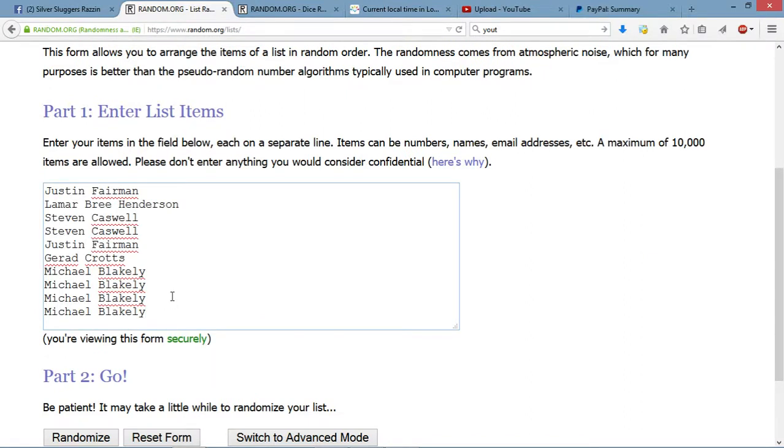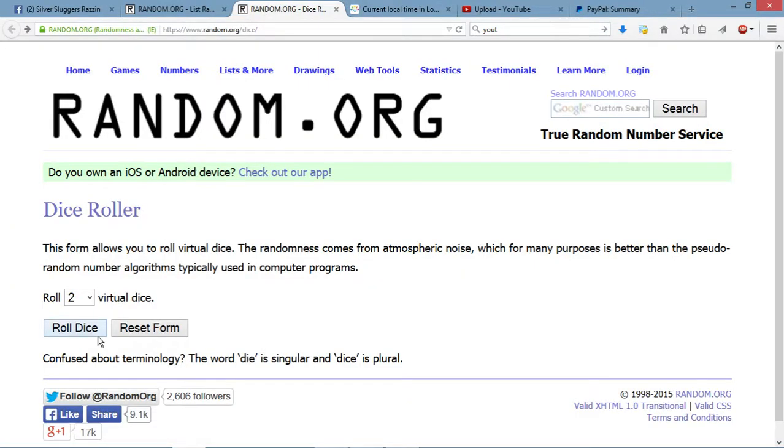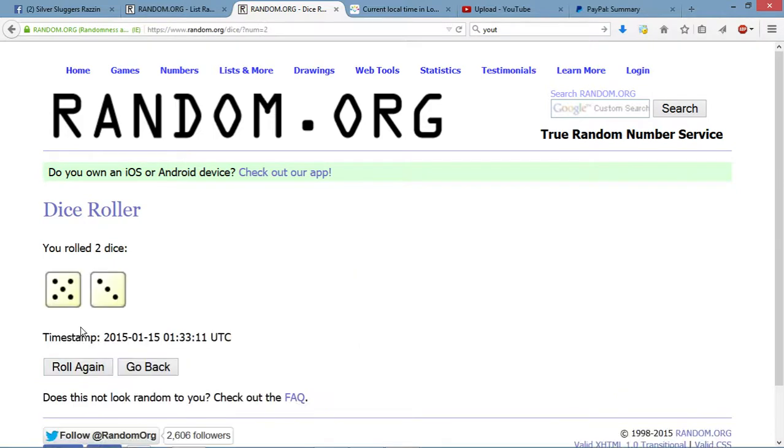All right, we got Justin for one, Lamar for one, Steven for two, Justin took another, Jared took one, and Michael took the last four positioning spots. Current time is 5:33. It has to be four or higher on the dice where we roll again, guys. And it's not going to be a problem on this because we're going eight times. It's going to be a five and a three. Eight times. Good luck, everybody.